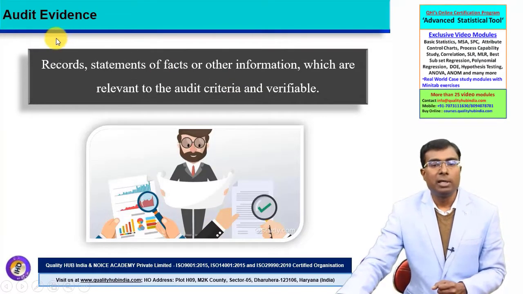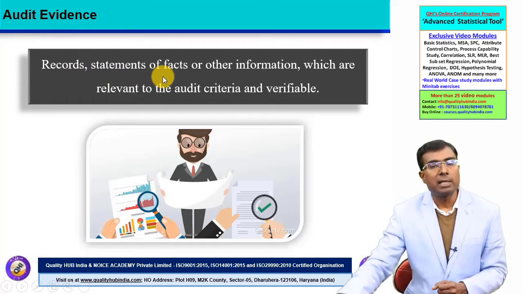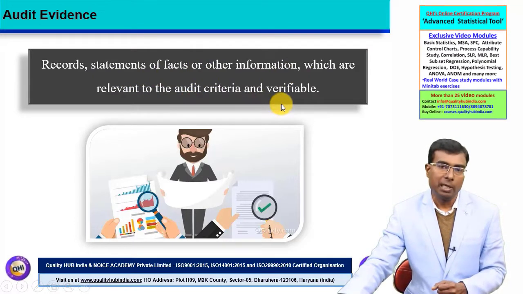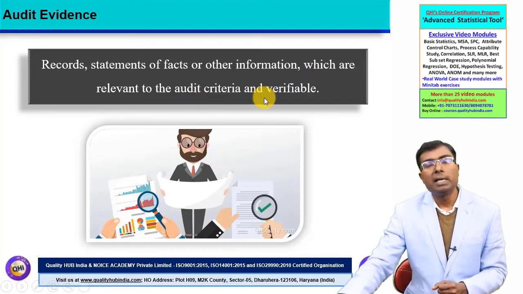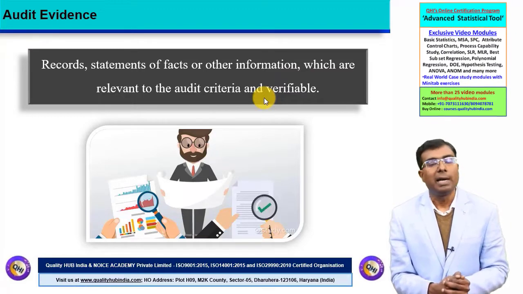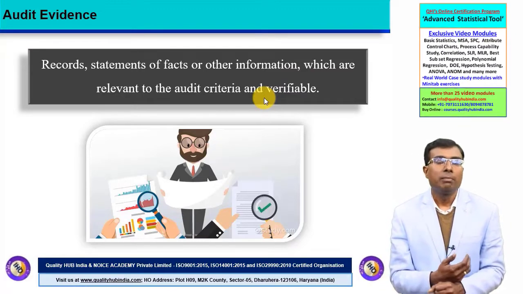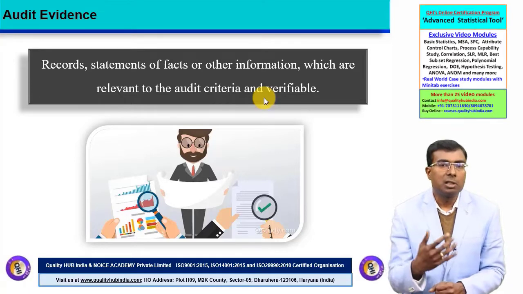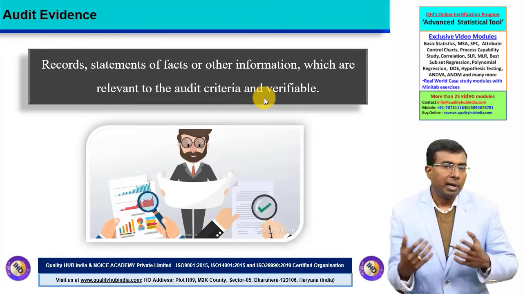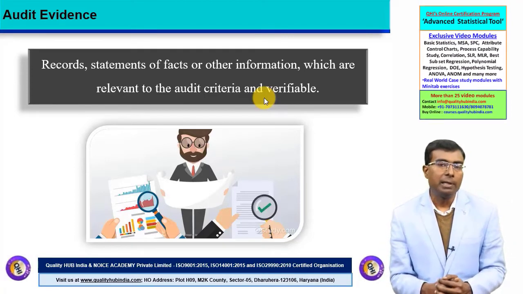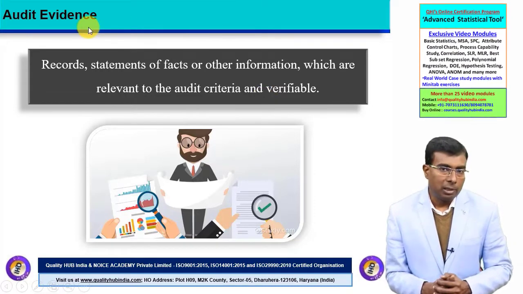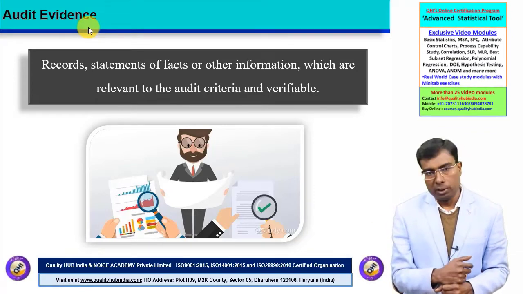The definition of audit evidence would be records, statements of fact or other information which are relevant to the audit criteria and verifiable. The important element over here is that it must be verifiable. That means you would be able to verify those things. Those are called audit evidence. So audit evidence could be a hard copy or a register, a filled format, maybe the interview reports. Those are also audit evidences which can be verified by anybody. Audit evidences are basically required while conducting the audit to support your audit observations.